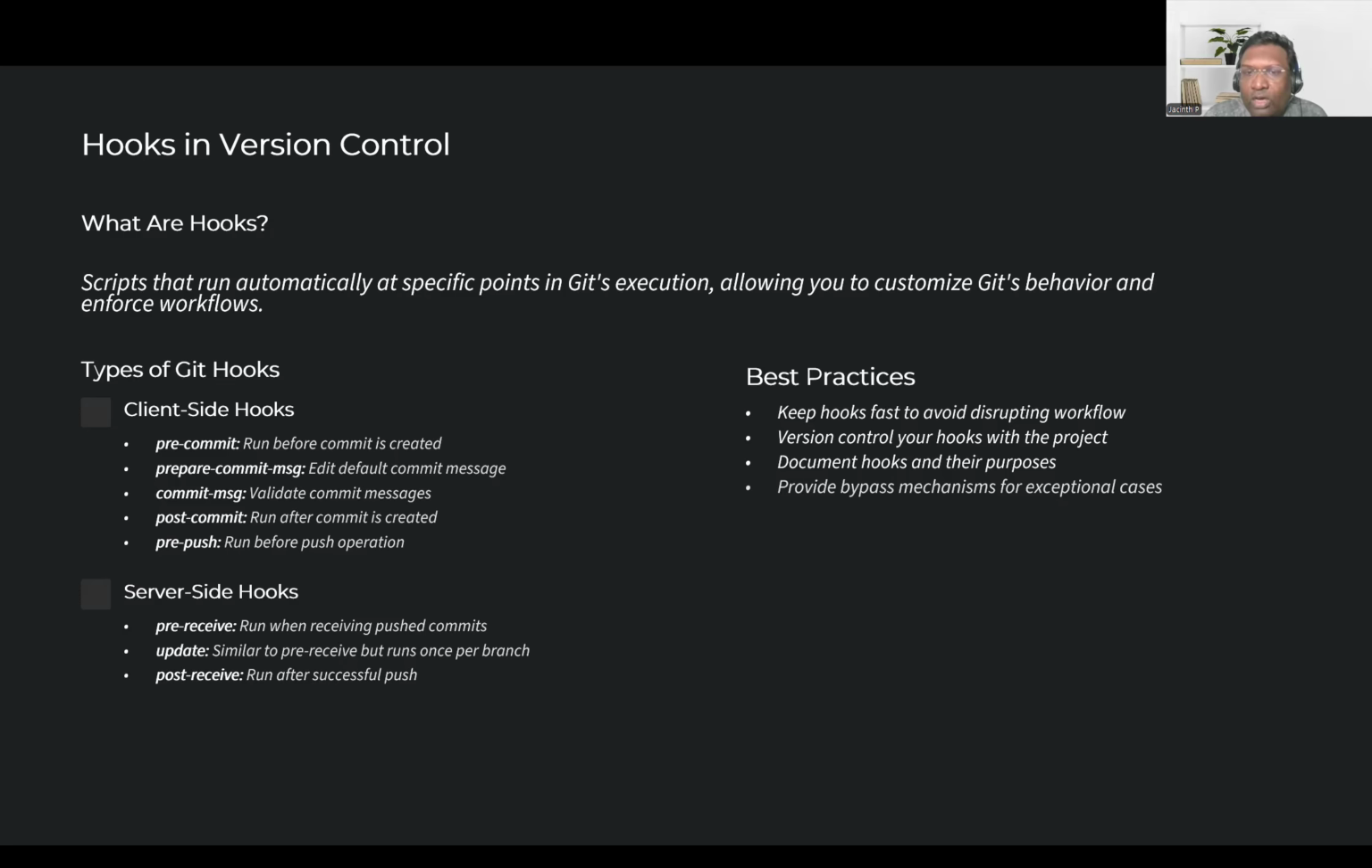The point is, hooks let teams enforce standards and automate checks right inside the version control system. This means less manual policing and more built-in quality control.